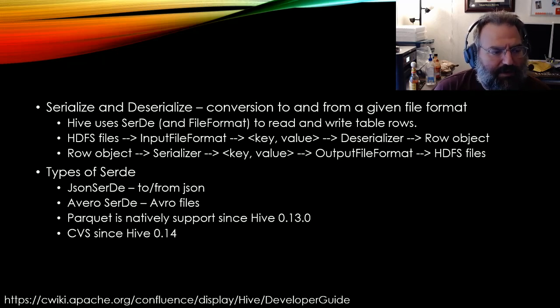There are various types of SerDe out there. You can write your own if you were so inclined. I wouldn't recommend it, but you could. JSON SerDe, as the name would imply, lets you read and write JSON files. Avro is another one that's essentially the same thing with Avro files, and Parquet is natively supported in Hive since 0.13. Parquet is a very popular columnar file format, and CSV has been available in Hive since 0.14. So these are out of the box, plus you can always add your own.